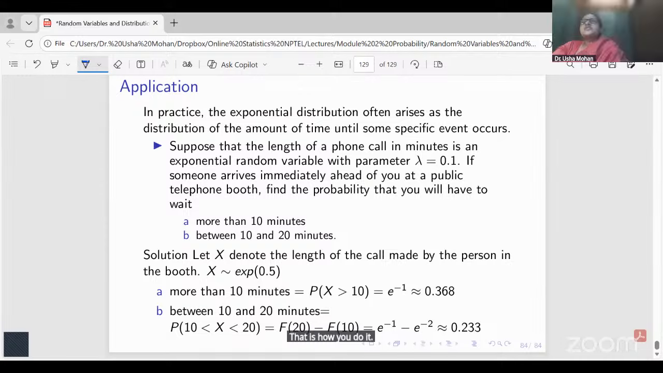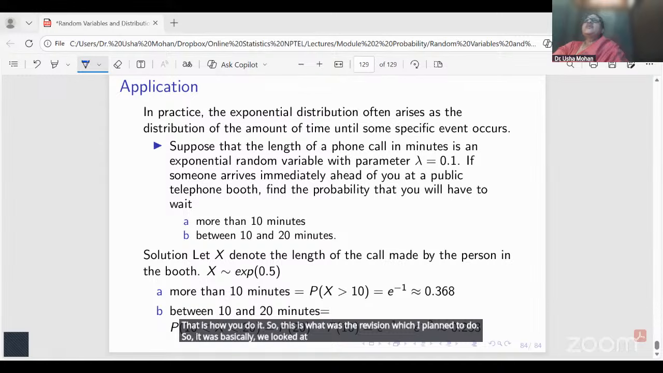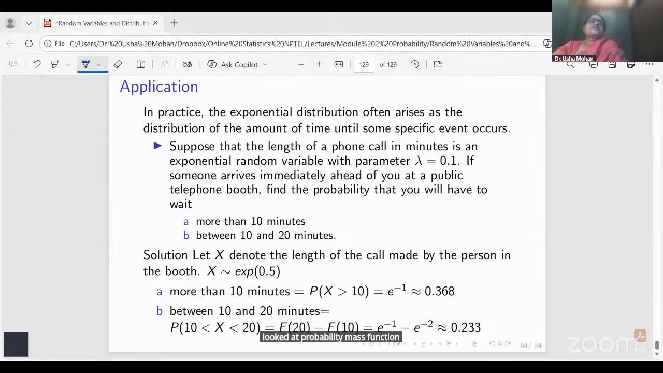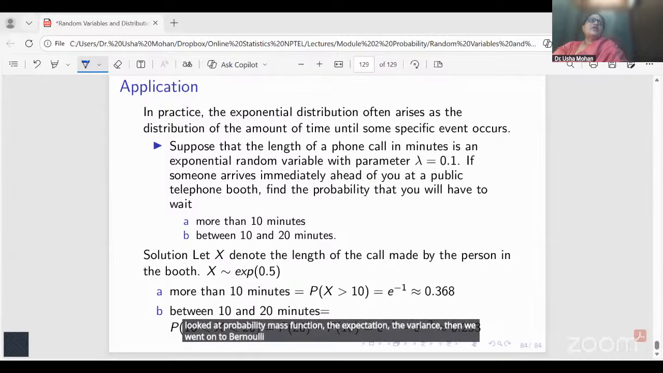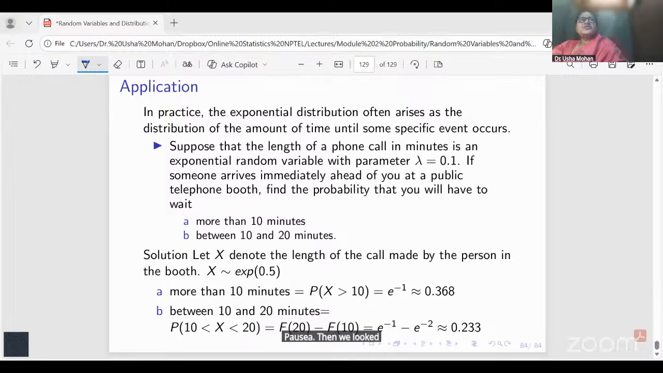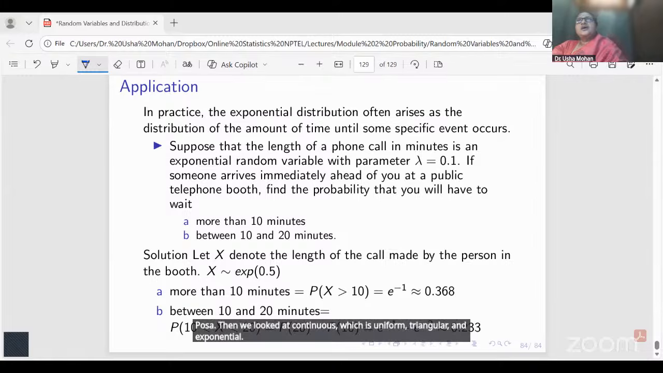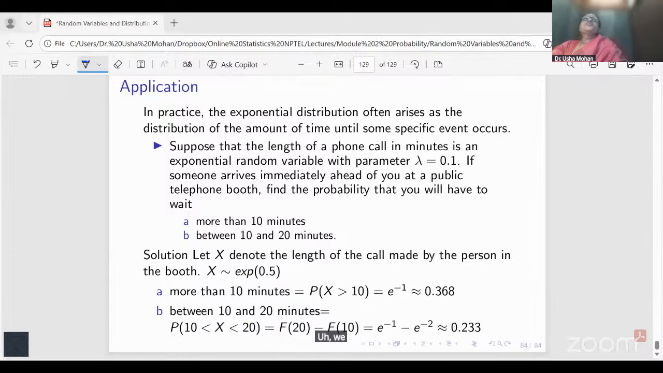So this was the revision which I planned to do. We looked at a review of random variables, the probability mass function, the expectation, the variance. Then we went on to Bernoulli, binomial, discrete uniform, hypergeometric, Poisson. Then we looked at continuous distributions, which were uniform, triangular, and exponential. I think we have 6 more minutes. If you have any specific questions, we can look at it.